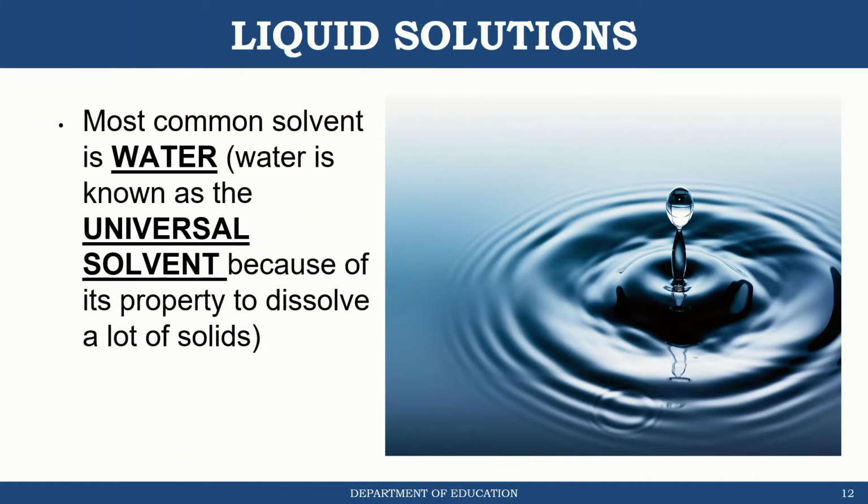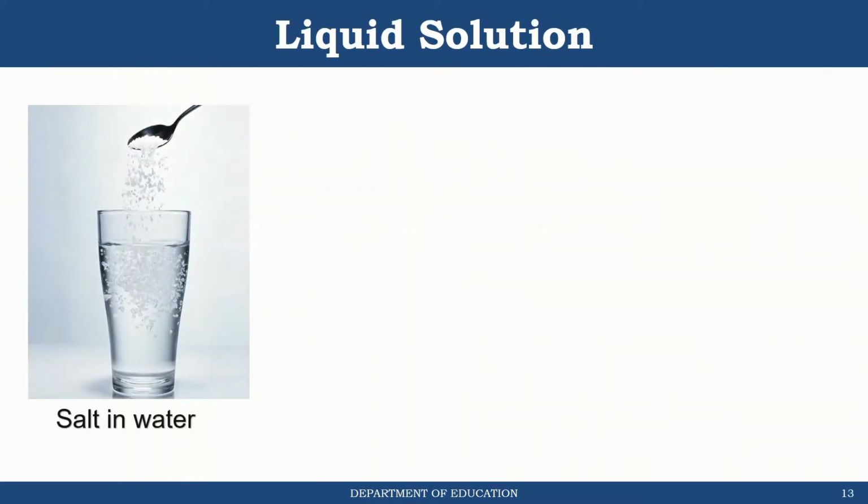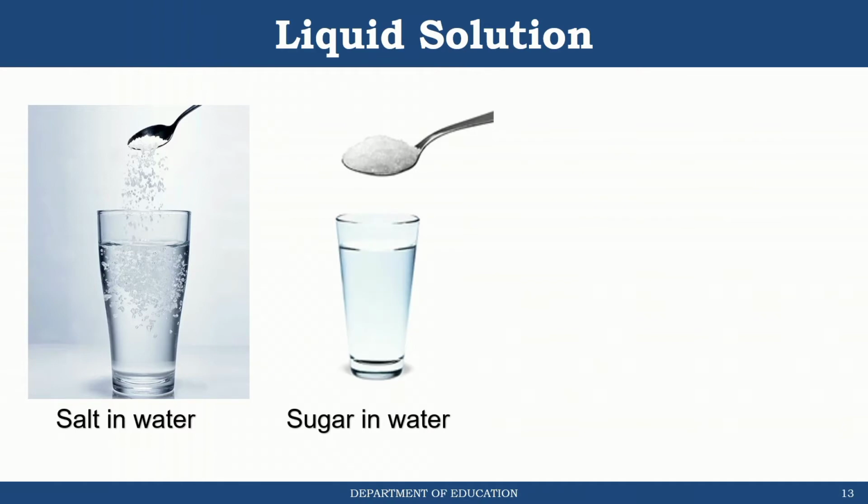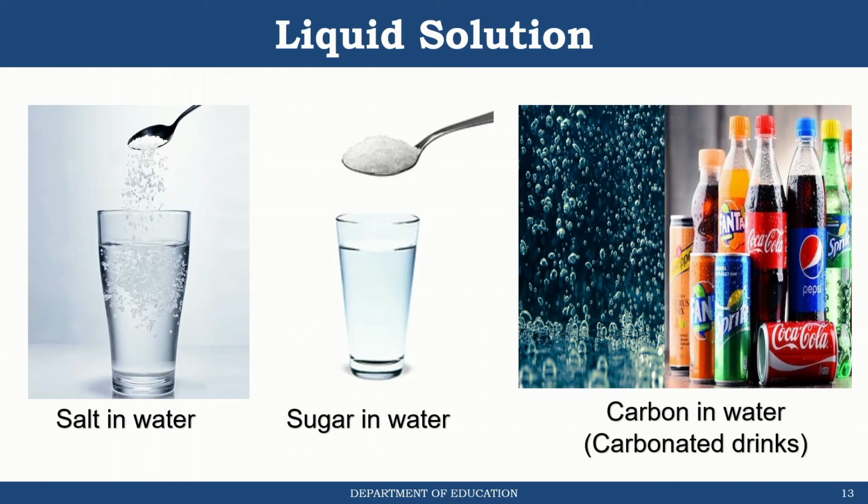For liquid solutions, the most common solvent is water. Water can dissolve more solid substances than any other liquid solvent. This property of water is the reason water is also known as the universal solvent. A liquid solvent can dissolve either solid solutes, like salt or sugar in water, or gases, like carbon dioxide in water, to form carbonated or sparkling water.